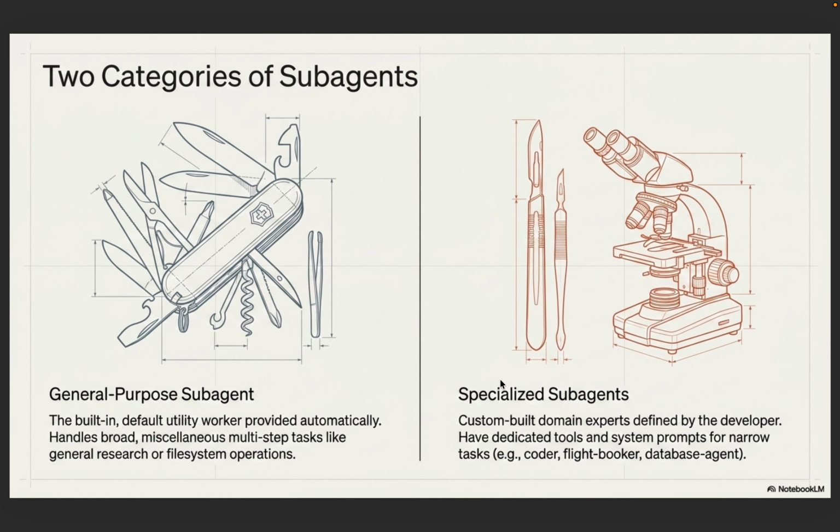Okay, the same thing in a different way. There are two categories of subagents. One is the general purpose subagent, and the other is the specialized subagent. The general purpose subagent is automatically added to the deep agent when it is initialized. Okay, and by default it will do some basic research or file system operations.